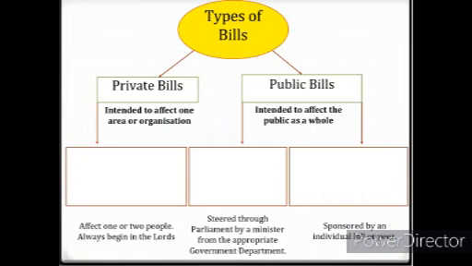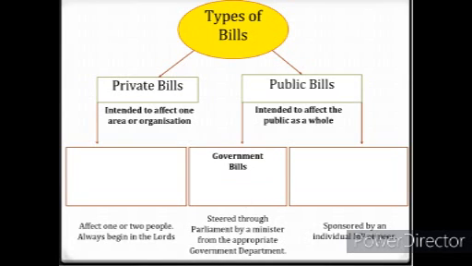Now, there are actually lots of types of bill. There are private bills and there are public bills. So private bills you will hear less of because they tend to affect one area or one organisation, whereas a public bill is there to affect the whole public. So obviously the coronavirus bill was a public bill.